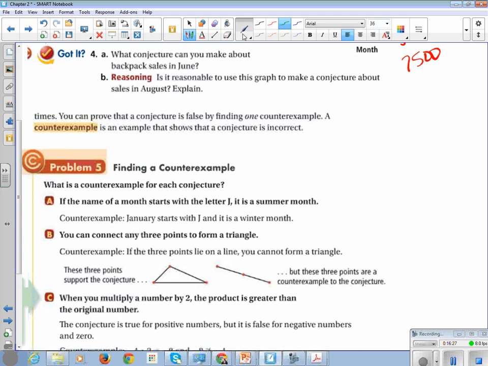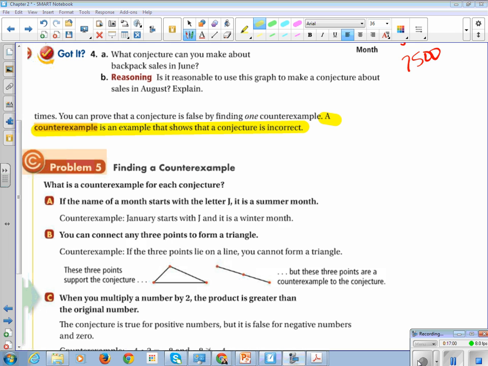I want you to write the definition of counterexample. A counterexample is an example that shows a conjecture is incorrect. So it's like an opposite example. All you have to do to disprove a conjecture is to find one counterexample. All you need is one way to prove it wrong, and it is wrong.